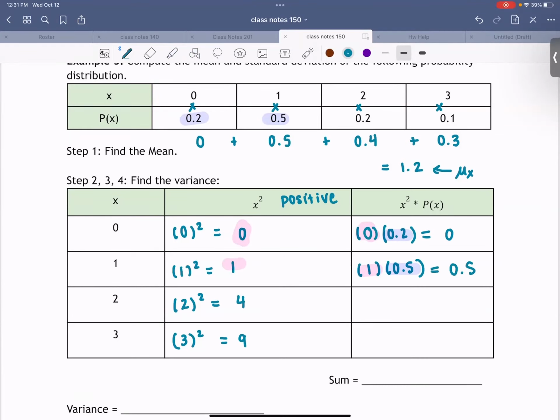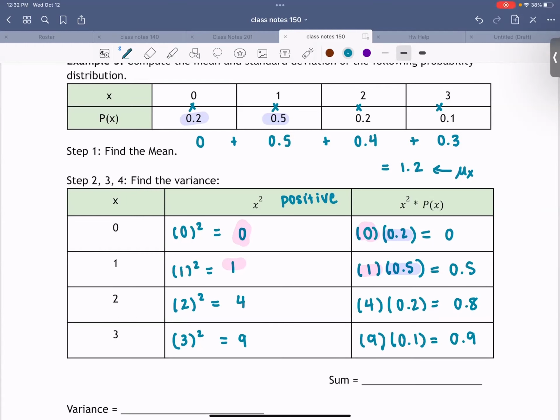And then the rest of the columns work the same way. I'm going to multiply 4 times the probability of 2, which is 0.2, to get 0.8. And I'm going to take 9, my answer from the middle column, and multiply it by the probability of 3, which is 0.1. And that gives me 0.9. Any questions so far?